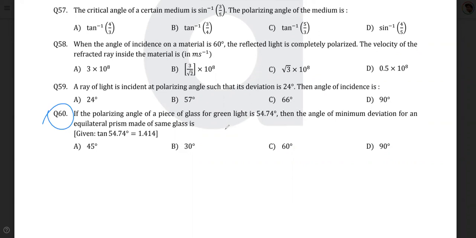Okay. Now, when you talk about 60, the polarizing angle of piece of glass for green light is this. Then the angle of minimum deviation for equilateral prism made of same glass. Now, ये तुम्हारा ray optics वाला concept हो गया. Now, how many of you remember the formula of minimum deviation? That refractive index is equal to what? Sine (A plus delta m) by 2 by sine A by 2, where A is the angle of prism, delta is the deviation. Yes or no? How many of you remember this?